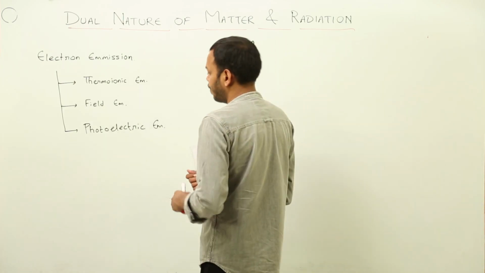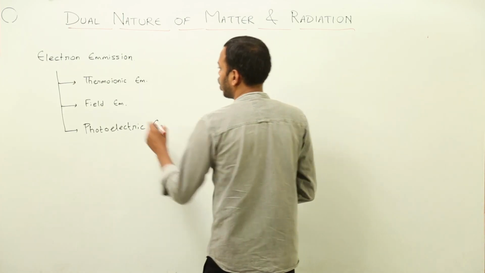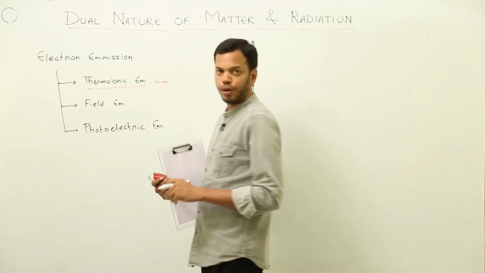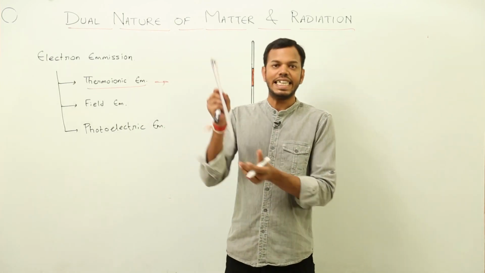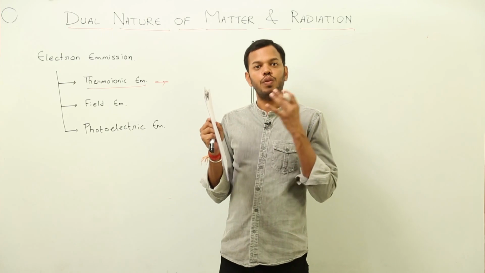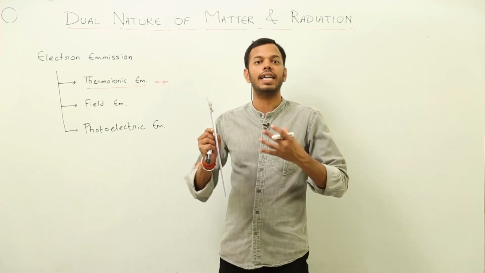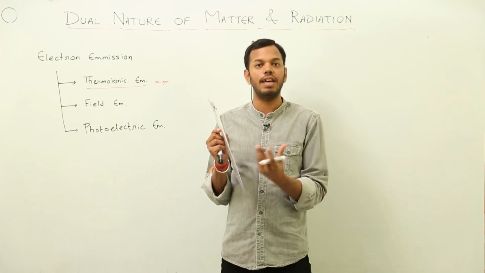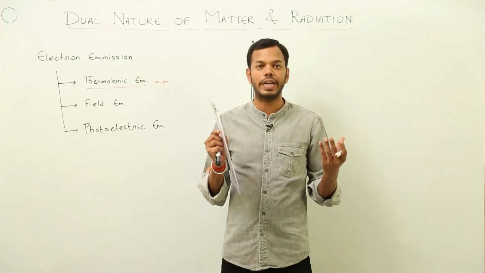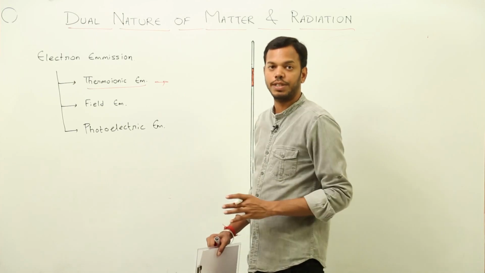For instance, the first process is thermionic emission. In this process what we do is we heat the metal plate. So with the heat energy, these electrons capture that heat energy and they now have enough energy that they can come out of the metal surface. So that is thermionic emission.